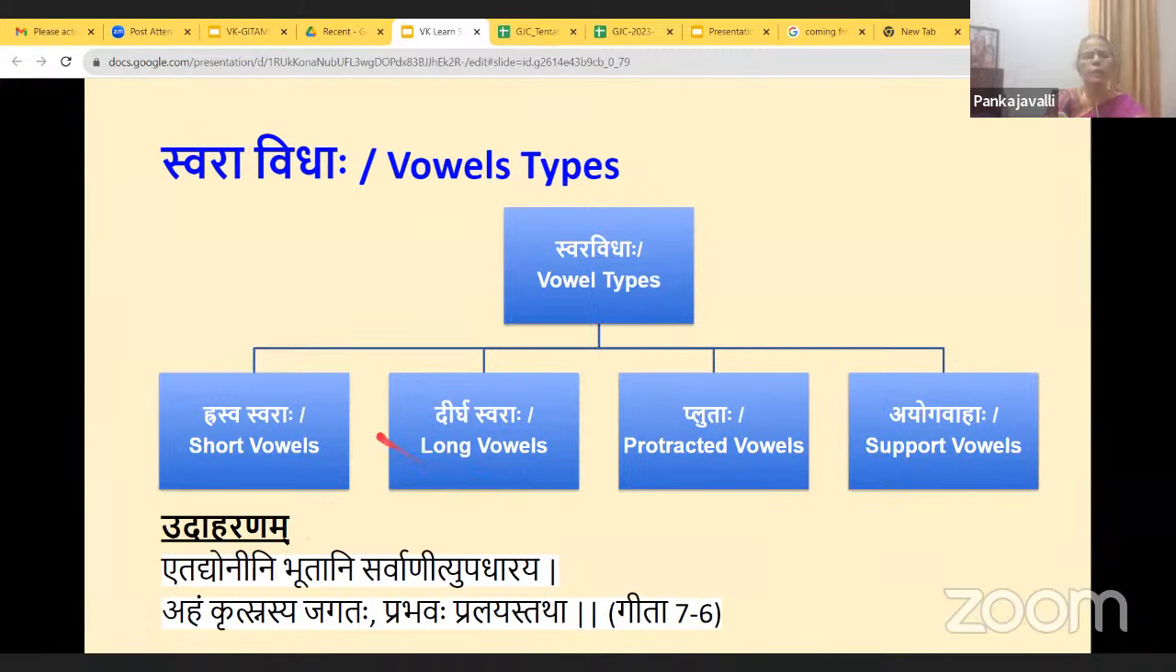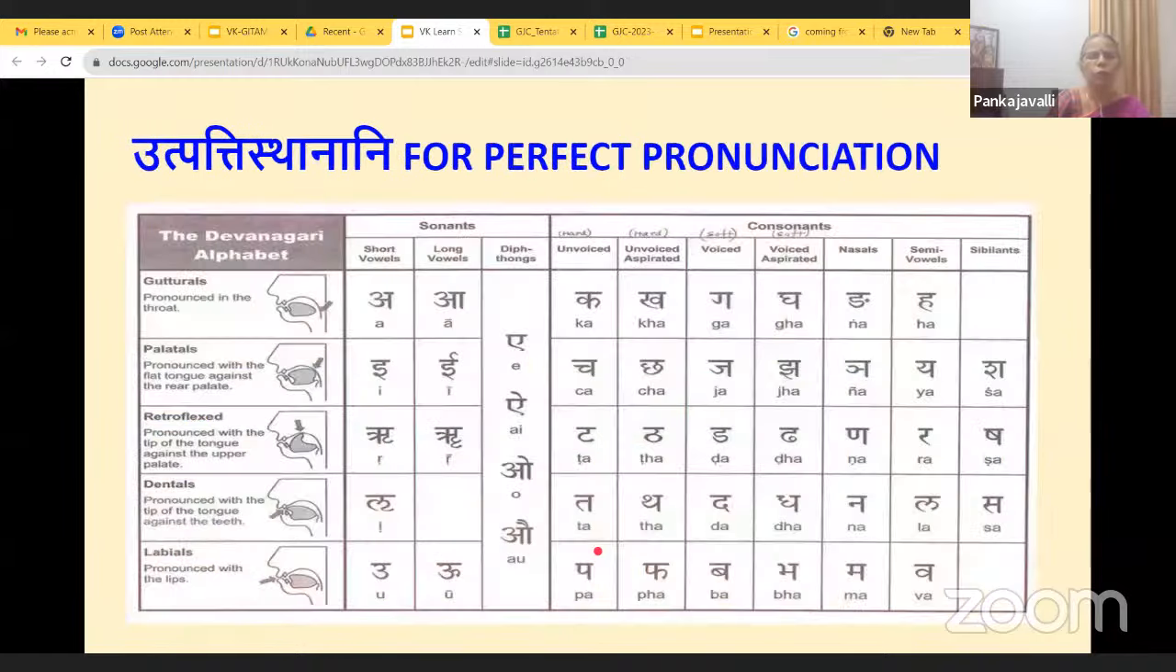So this month we learned all about the vowel types, how the Gunitakshara and the Sayuktakshara are formed. So to know them, now this is one chart. It contains everything about the sutra.